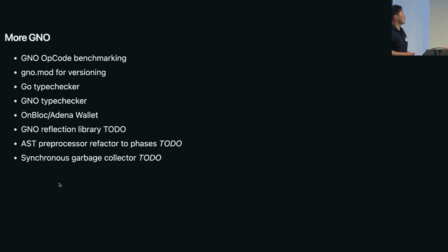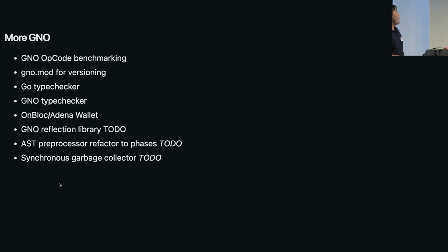We have gno.mod, so there's versioning when you develop. We piggyback on the Go type checker, so it is type safe, but we're also working on our own type checking too, just to make it independent of Go. OnBlock has created an amazing wallet called Adena, so check that out. Like I mentioned, we're going to work on the reflection library. We're going to do some refactoring of the AST preprocessor to make it easier to understand and have multiple phases. That's got to do with, I'm not even going to get into that.